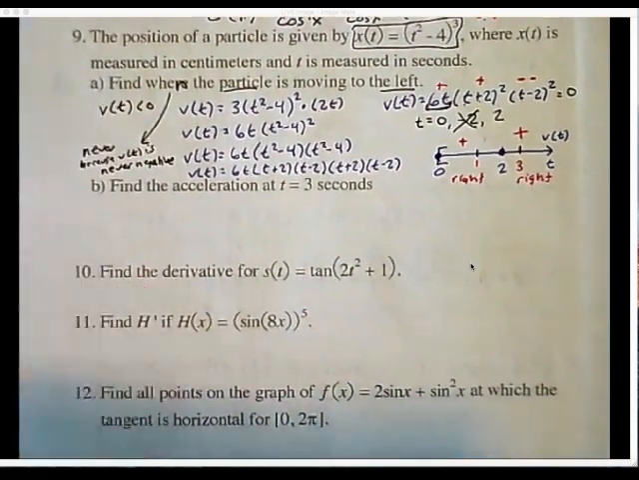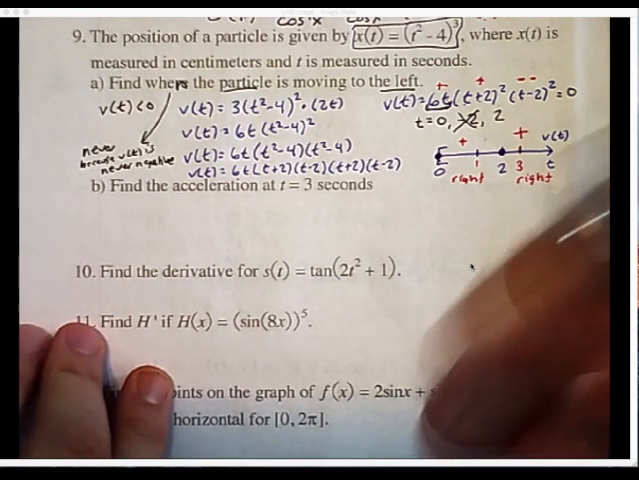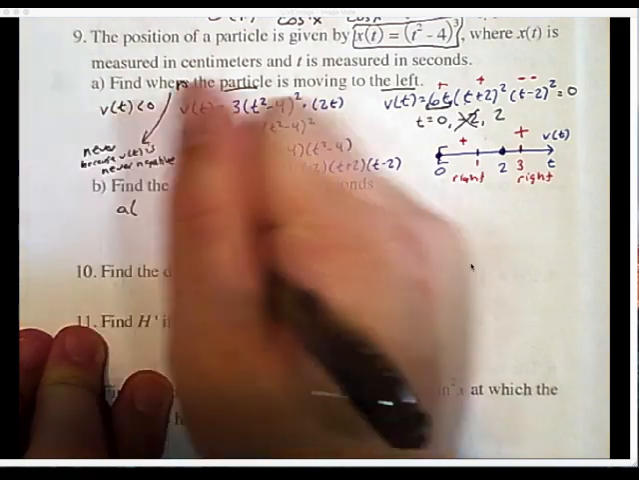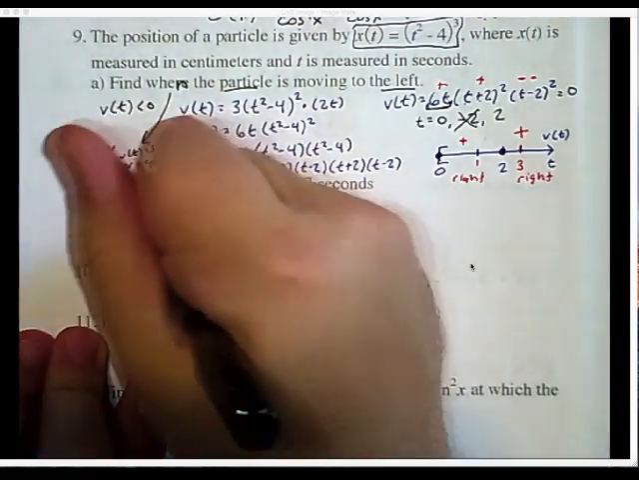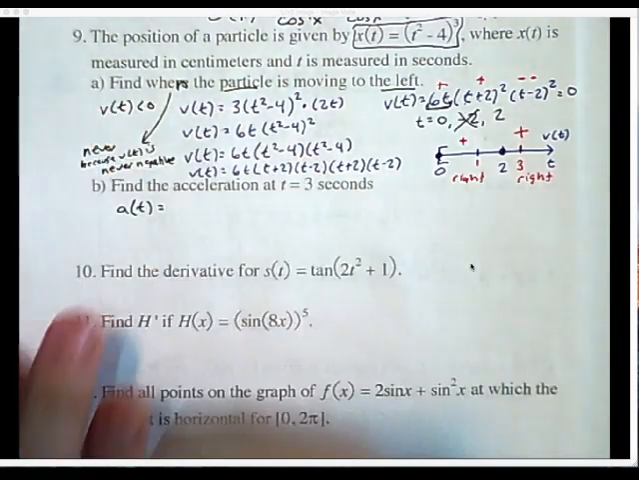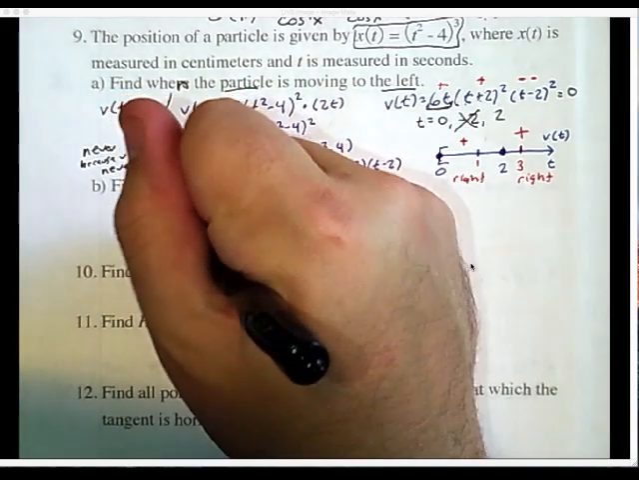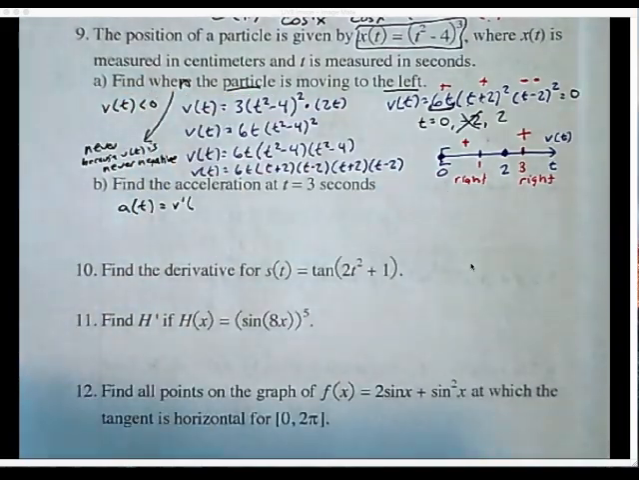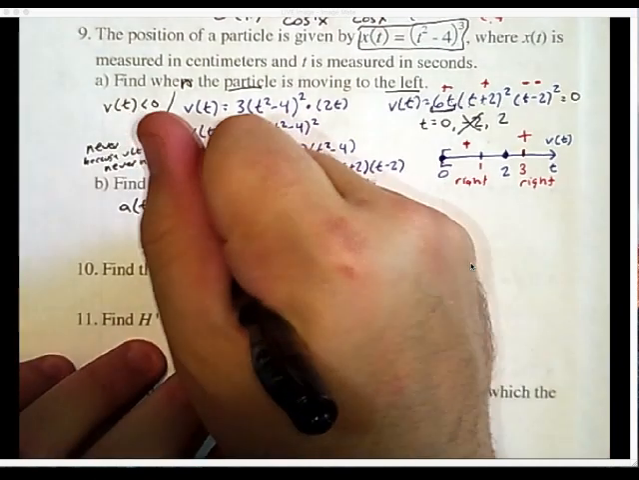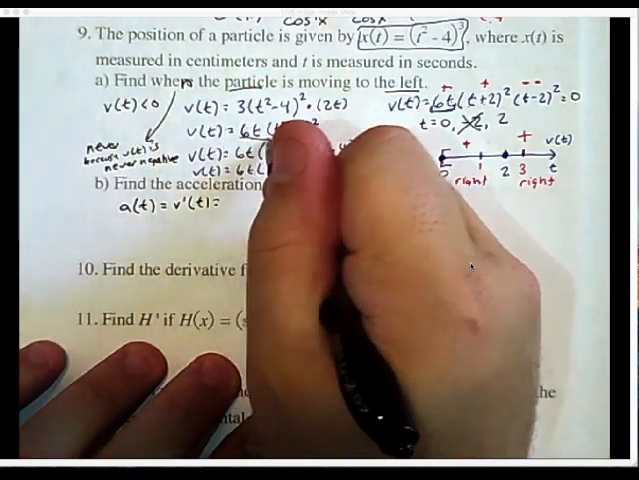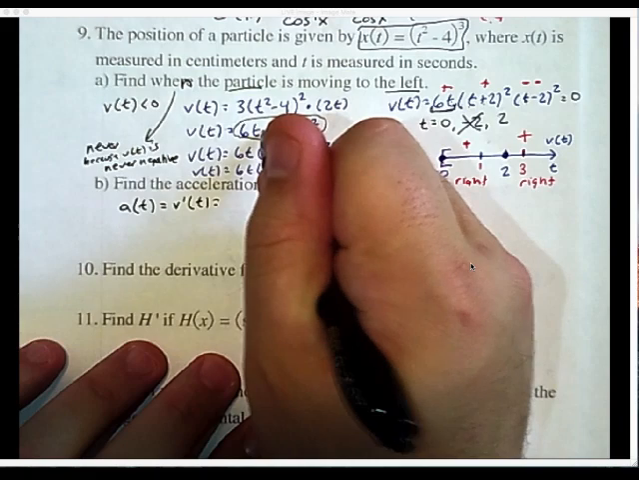Find the acceleration at t equals 3 seconds. Before I can find the acceleration at 3 seconds, I need to find an equation for the acceleration. The acceleration is the derivative of velocity. It's probably going to be easiest if I take a derivative from that point.